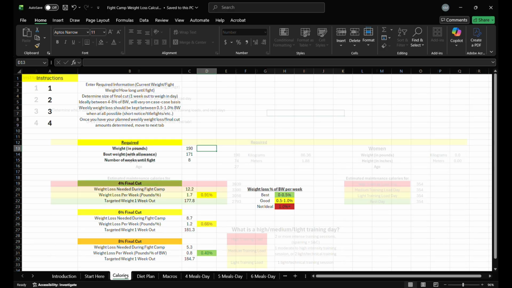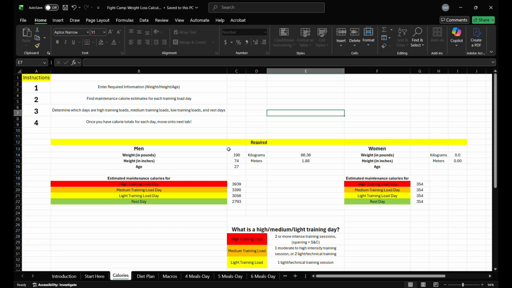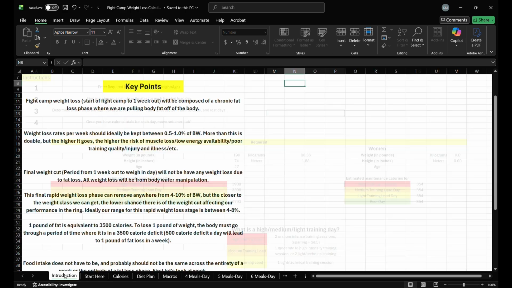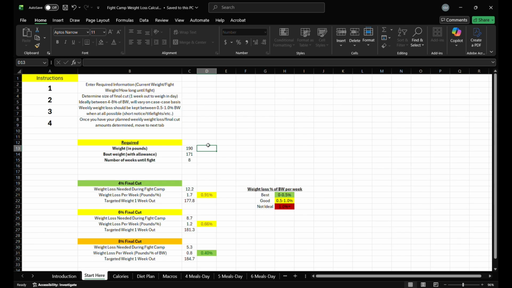Now we're going to go to the second one, which is our calories. So here we're going to input a little bit more information. So again, my weight, I'm 190 pounds. I'm 6'2", so I put in 74 inches. And then I'm 27 years old. This is going to calculate your estimated maintenance calories for a heavy training day, a medium training day, a light training day, and a rest day. Look over here, and there's also a section for women. So this is going to be for everyone, whether you're a man or a woman.